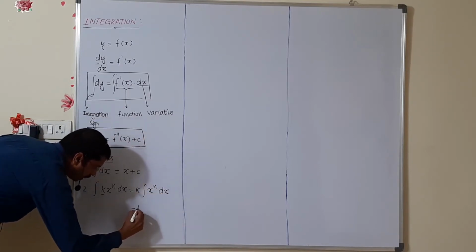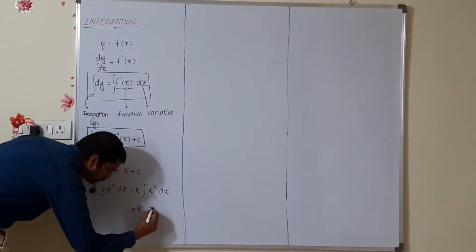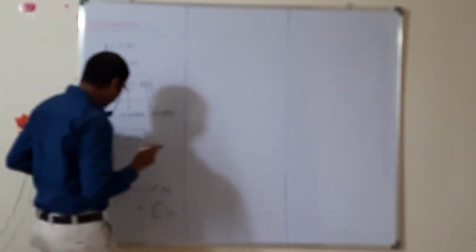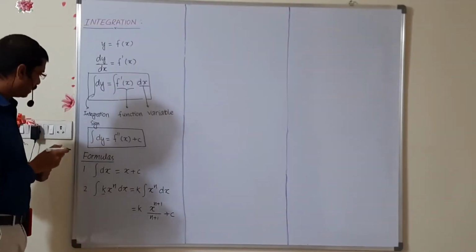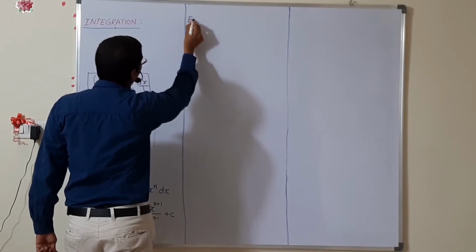In this formula, you write x as it is, the power is n, and this n is increased by 1. Then that new power should be written in the denominator, plus c. Okay, this is our second formula. Based on these two formulas, we will do some examples.